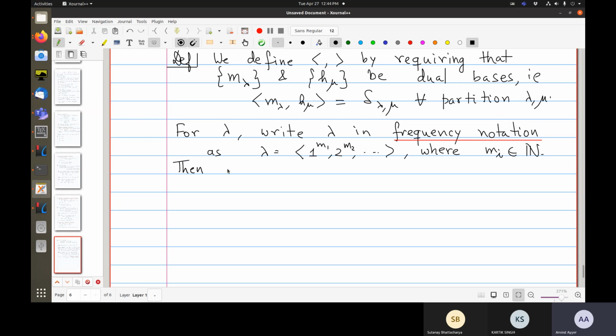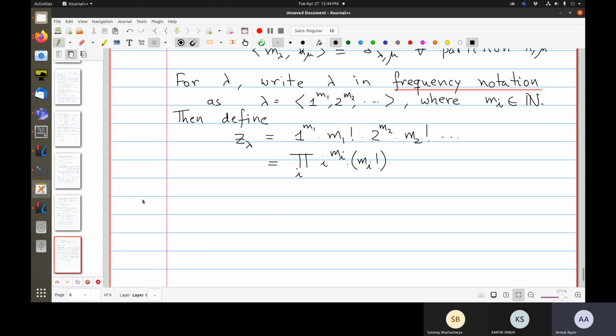Then define z lambda as 1 to the power m1 times m1 factorial times 2 to the power m2 times m2 factorial, and so on. So this is the product over all i of i to the mi times mi factorial.